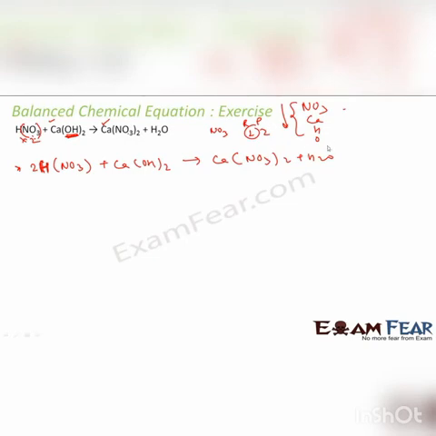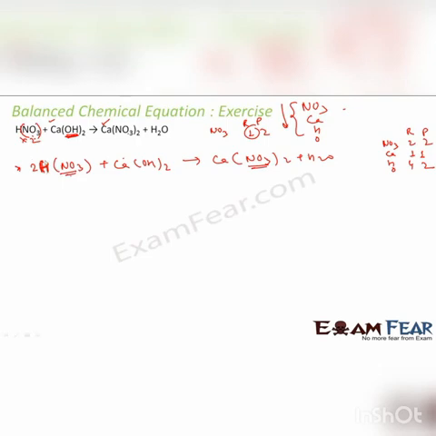So we got this equation. Now let's compare. NO3 is how many? 2 in the reactant, and in the product also we have 2. It is balanced. Calcium we have 1 here, and here also calcium we have 1. Right? 1, 1. Hydrogen we have 2 plus 2, 4 here. Here we have 2 hydrogens. So hydrogen is not balanced, right?